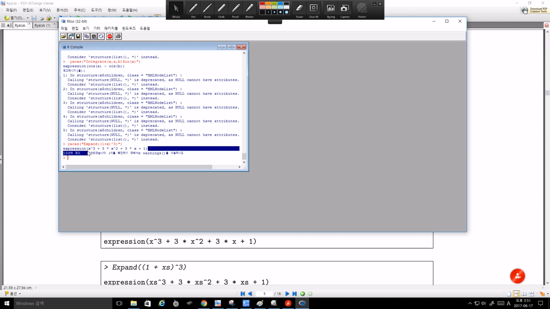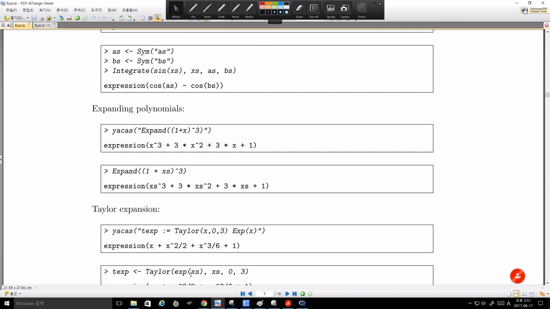Beautifully it expanded, right? The correct answer. And the Taylor series expansion, okay? It is a Taylor series expansion of exponential x up to third order. We learned Taylor series expansion. So we know that if we do the Taylor series expansion, then e^x equals 1, and then x, and then x squared, x cubed, x to the fourth, something like that.